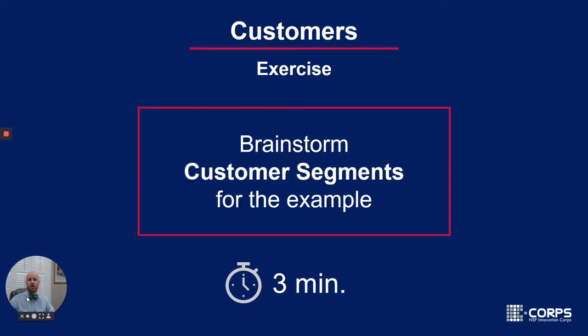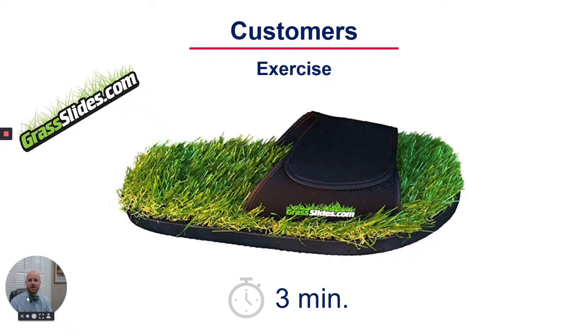All right. What we're going to do is we're going to take 3 minutes here. We're going to take some time so that you can brainstorm and think about customer segments for the example that you're working on. Are you ready? Here is the example. We'll start our 3-minute clock shortly, and this is your delightful thing. You have grass slides, grassslides.com. So 3 minutes starting now. Start brainstorming who your customer is.